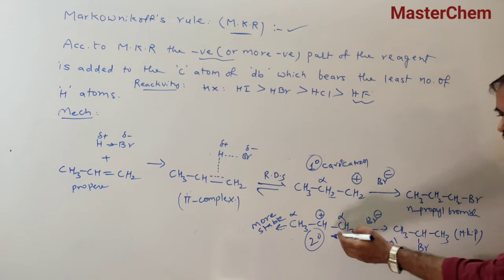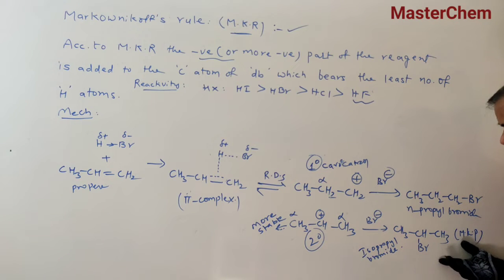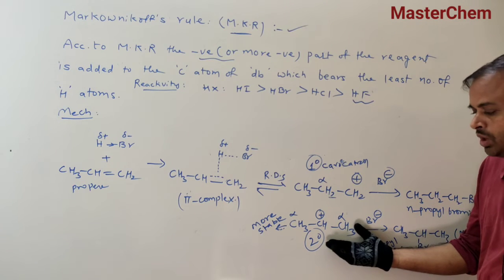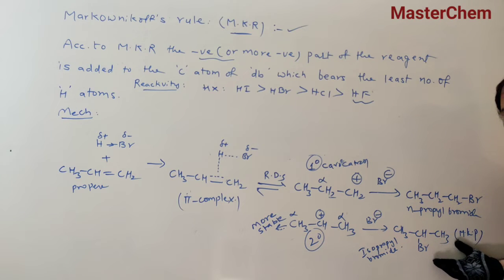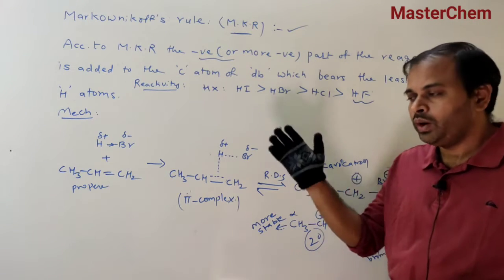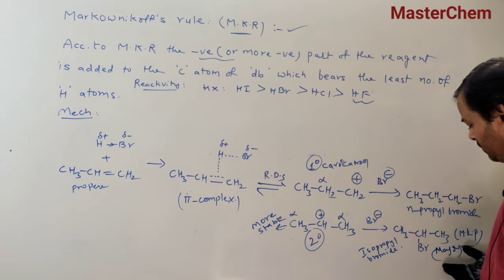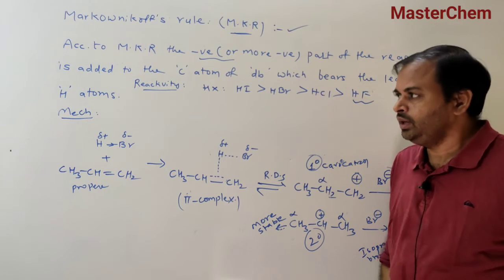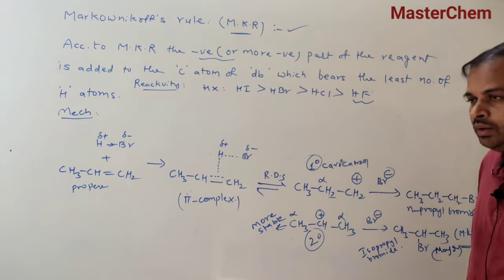The product which is formed through the more stable carbocation is predominant. The compound formed by the more stable carbocation is more predominant, so it will form as the major product. That's why it is Markovnikov's product. This is the major compound and this one is the minor compound. This is the explanation why propene gives isopropyl bromide as major and n-propyl bromide as minor. So this we can explain with Markovnikov's rule.